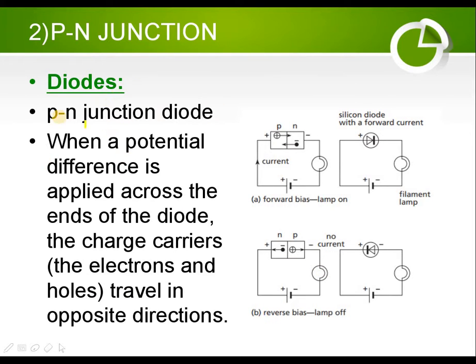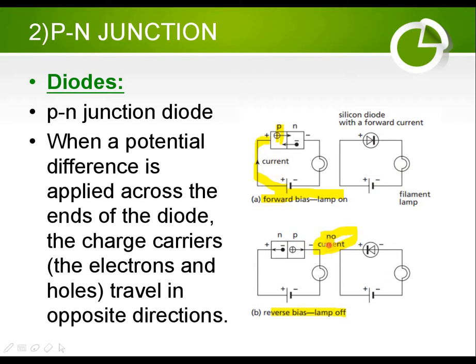Now the diodes. What are diodes? When we join a p-type material with an n-type material, a p-n junction is formed. There is a barrier potential, but I'm not going into details, just saying what a p-n junction is. A p-n junction diode has one side p-type and one side n-type. When the potential difference is applied in such a way that the positive is connected with the p-type and the n-type is connected with the negative, then we can say that the diode is forward biased, and if we reverse the polarity, it's a reverse bias.